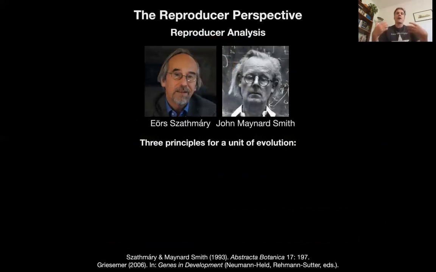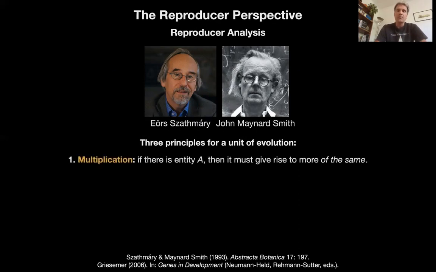So let's start at the beginning and introduce reproducer analysis by introducing John Maynard Smith's and Eörs Szathmáry's idea of what a unit of evolution is. And this will look very familiar. This is from a 1993 paper in the intriguingly entitled journal Abstracta Botanica. They define their principles for units of evolution in a way that's very similar to what we already know from Richard Lewontin and other people that we've encountered during our journey in this course.